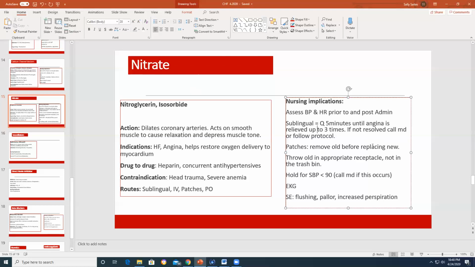Use the gloves, and then also do not put them in the regular trash. There should be another container there to put them in, so that we're not exposing our interdisciplinary team and our house cleaners, EVS, to these medications when they're cleaning up the room. Very important: you should be on a telemonitor for using nitroglycerin, and the patient can feel flushing, pallor, increased perspiration. These are normal side effects for using a nitrate. And then, of course, if the patient was having an MI, you would follow the protocol that I was talking about last week.